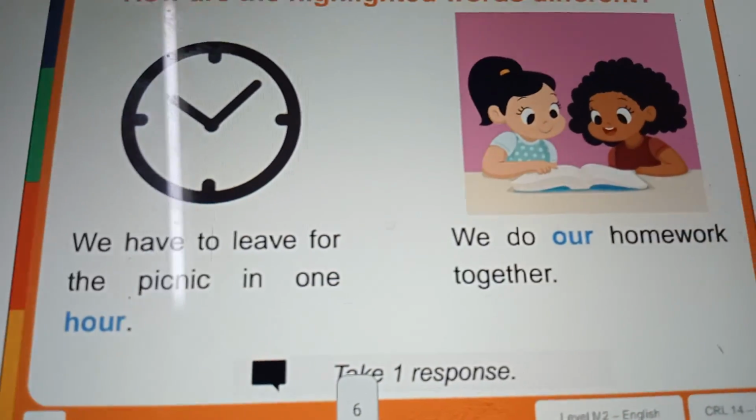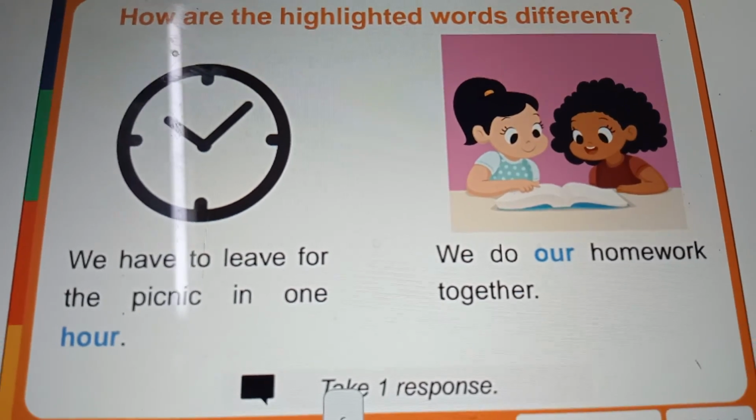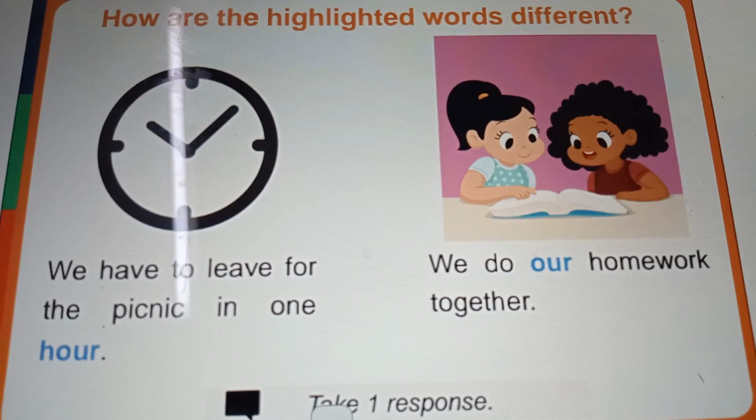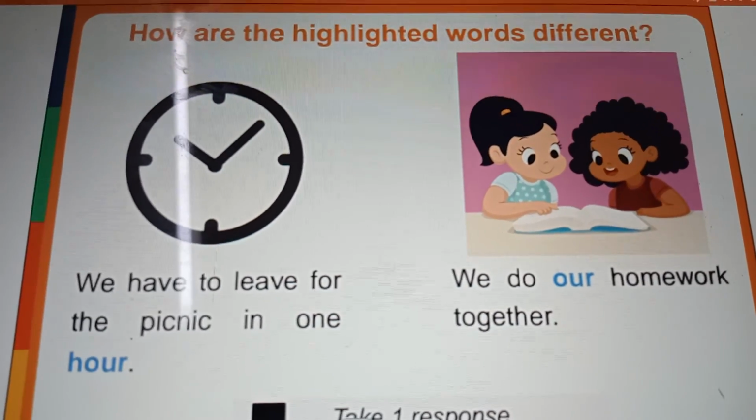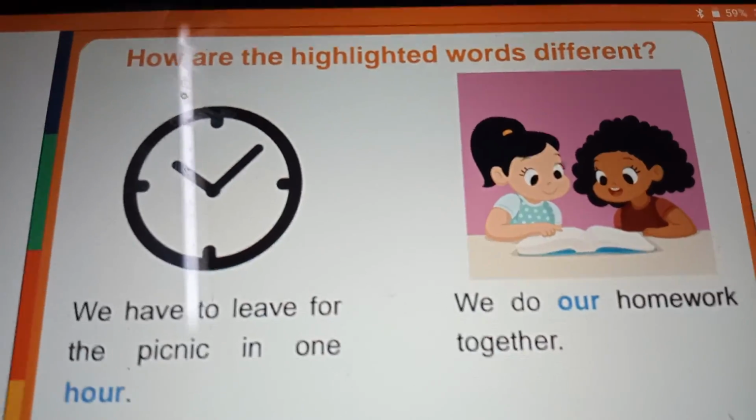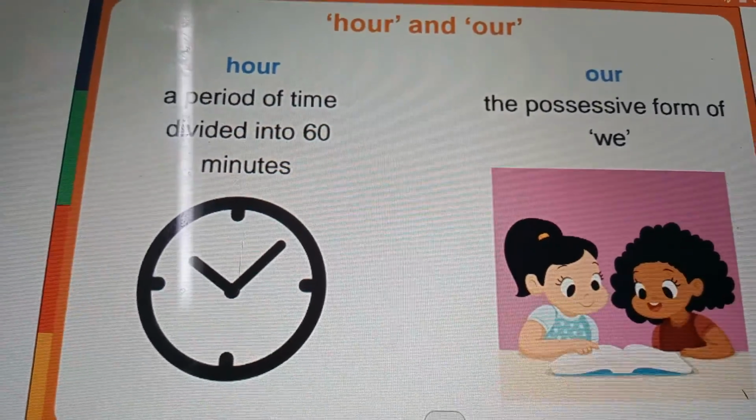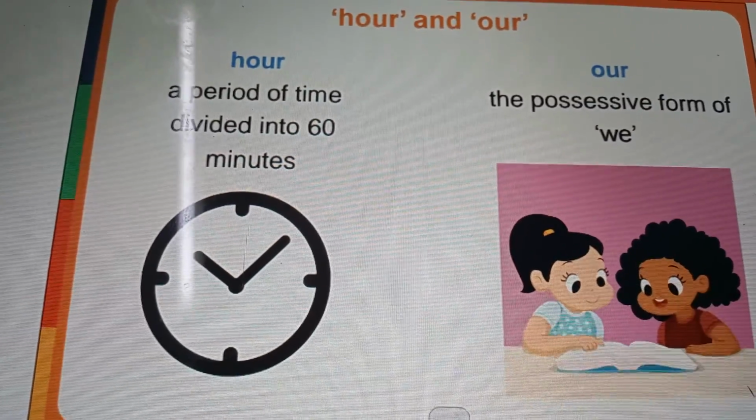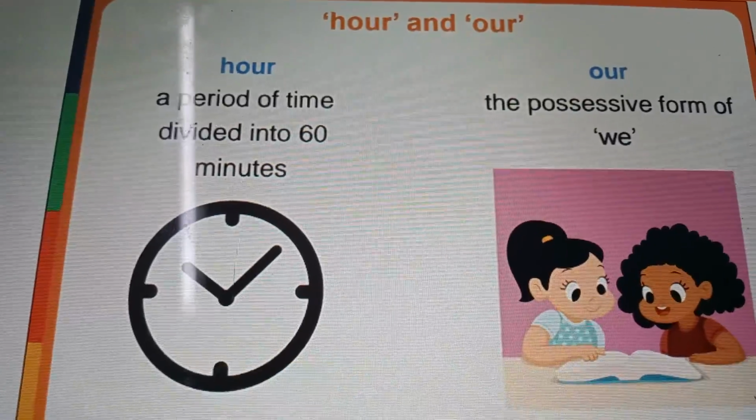Next one. We have to leave for the picnic in 1 hour. We do our homework together. Here also pronunciation is the same but the spelling is different. Hour means a period of time divided into 60 minutes. Our means the possessive form of we. So are you clear about these homophones?